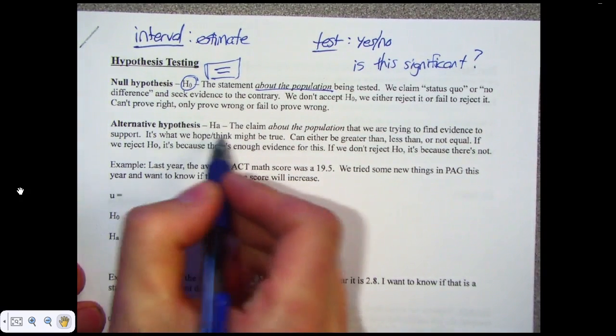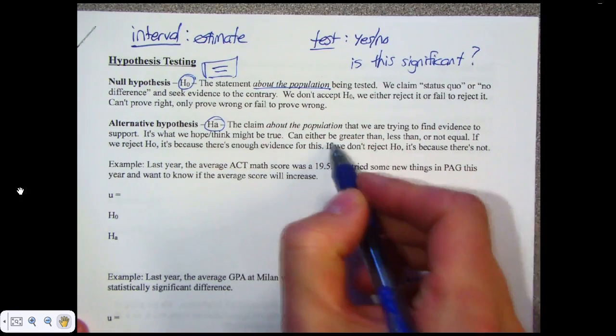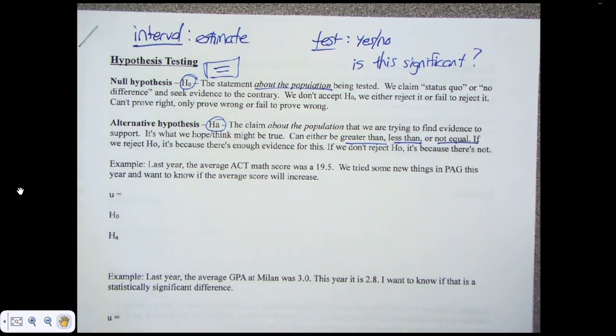HA, your alternative hypothesis, can be, well, I think it's bigger than what you said, I think it's smaller than what you said, or I don't know which direction, but I just think you're wrong. It could be bigger or smaller. So this can either be greater than, less than, or not equal.